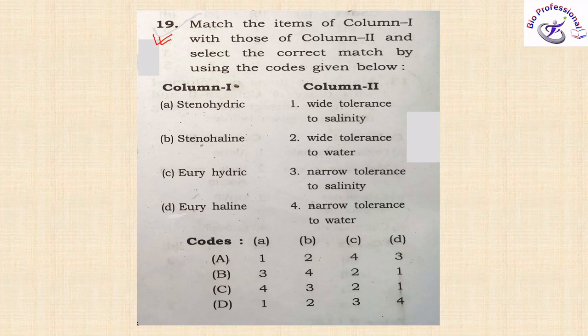Okay. So moving on to this question, stenohydric. Steno means narrow and hydric means water. So actually narrow tolerance to water. So A4. Okay, this option C, let us also check. Steno, again narrow. Haline means salt related. So narrow tolerance to salinity means B3. Okay, it is correct, B3. Again, eury means more or wide. Hydric means water, wide tolerance to water. And euryhaline means wide tolerance to salinity. So this will be the correct option. So C will be the correct option.